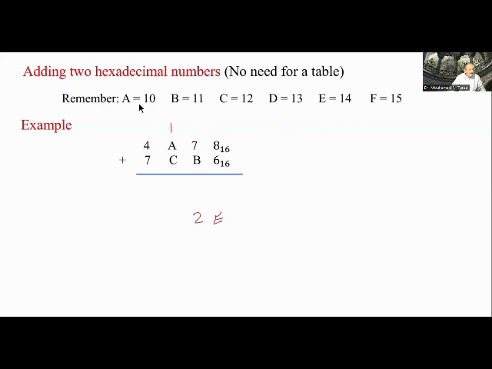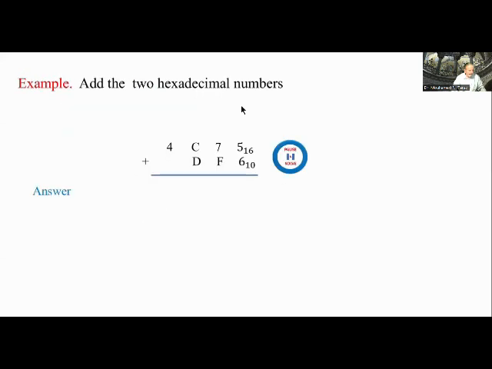1 plus A is 10, 11. And C is 12, that's 23. 23 is 7 plus 16. 1 plus 4 is 5. 5 plus 7 is 12. 12 is C. Okay, it's very straightforward. Now it's your turn. Add these two hexadecimal numbers.